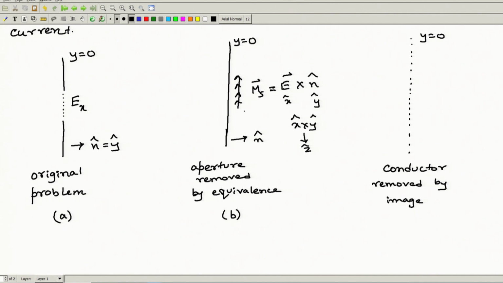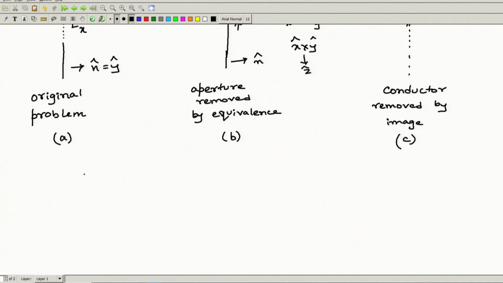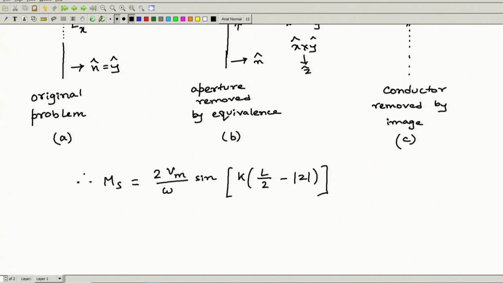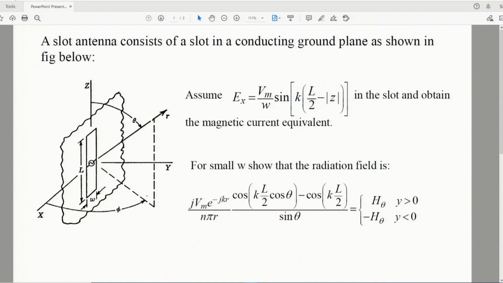Now if we apply image theory in this state, that is in figure C, then after removing the ground plane there will be the image, and both of them, the image and the actual, are in such close vicinity that it can be assumed as twice of Ms. So therefore we can then write Ms as twice of Vm upon W sine of K L by 2 minus Z. So this was the magnetic current equivalent. The first part is now obtained.